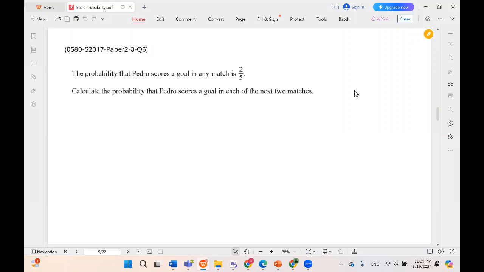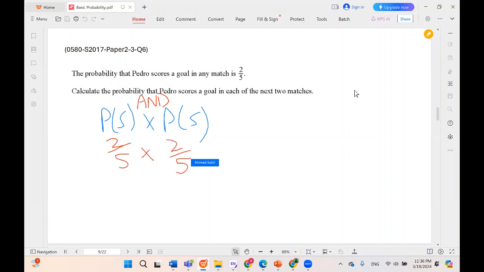The probability that Pedro scores a goal in any match is 2 over 5. Calculate the probability that Pedro scores a goal in each of the next 2 matches. So he needs to score and score again. So he needs to score in the first match and then score in the second match again. So when we say and, we multiply the probabilities. So 2 over 5 times 2 over 5. And this gives us 4 over 25 as a final answer.